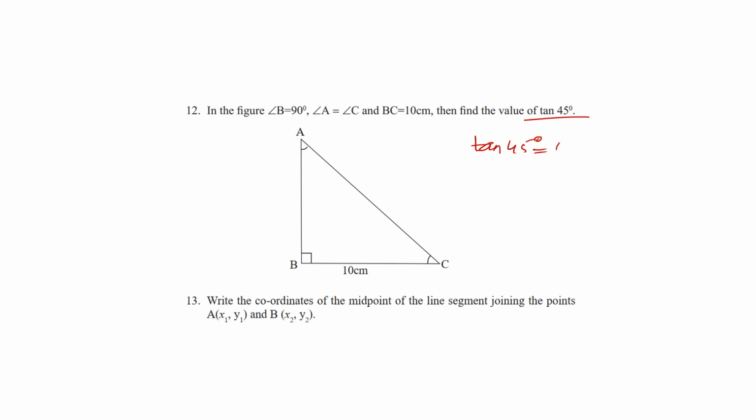So according to the question, find the value of tan 45. According to the trigonometric table, tan 45 is equal to 1. So whatever data they have given, angle B or angle A and BC, these are not necessary, and the figure is also not necessary, because they asked only to find the value of tan 45.